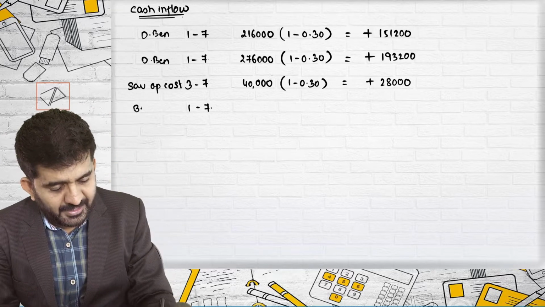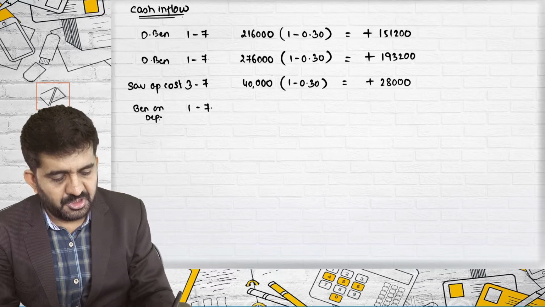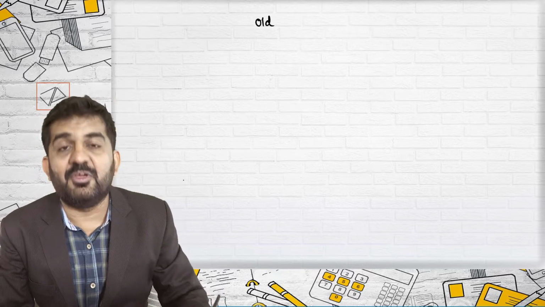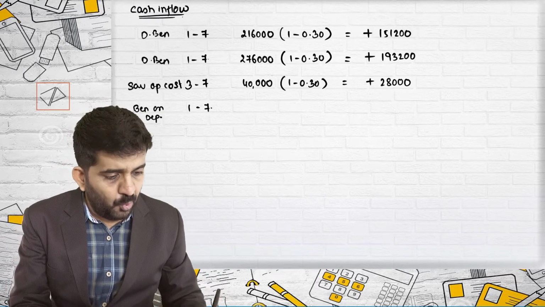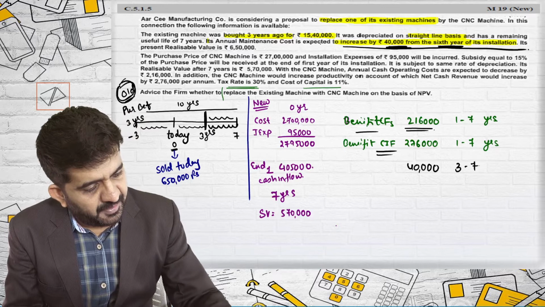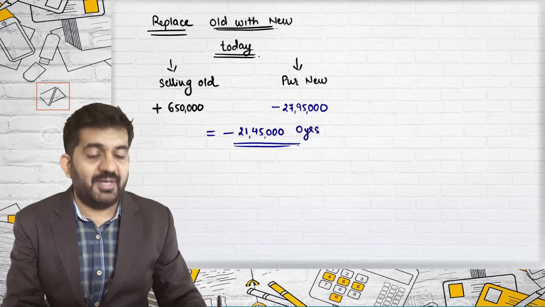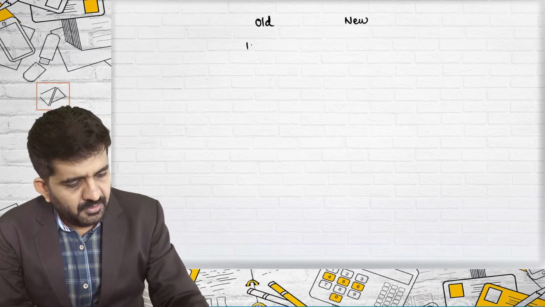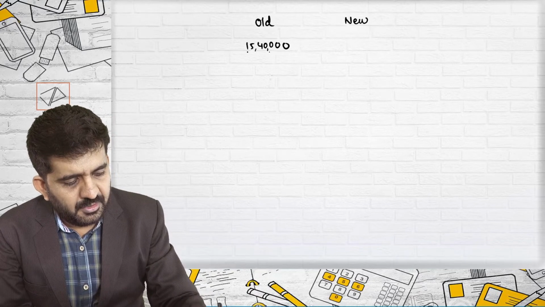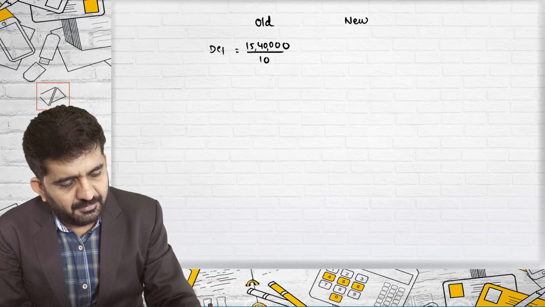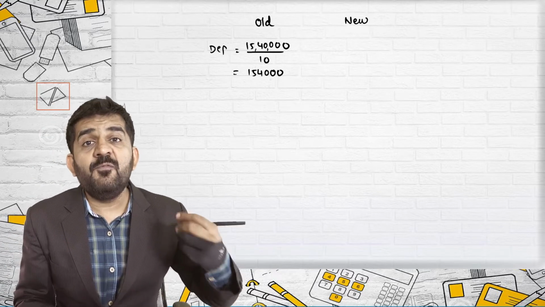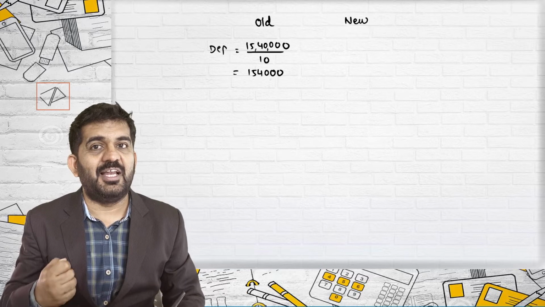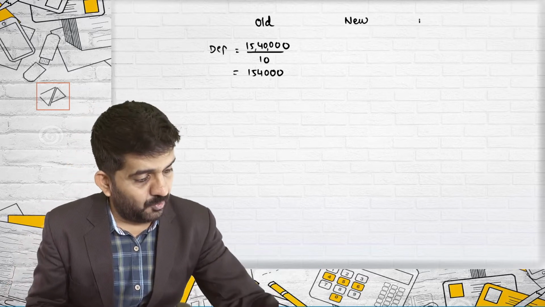We will also be getting benefit on depreciation. Now, how to find out benefit on depreciation? Try to understand, we were already having an old machine. Now we are purchasing a new machine. In the old machine, how much depreciation were we providing? 15,40,000 divided by 10, because it was for 10 years. So we were having a straight line method of depreciation of 1,54,000. If we are purchasing a new machine, first we will have to decide a depreciable amount.